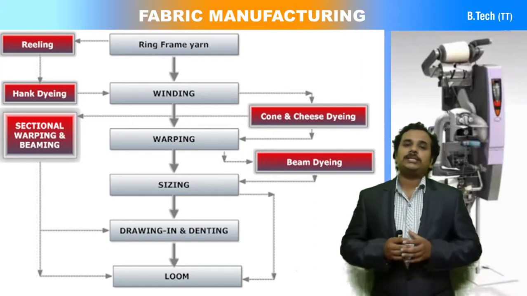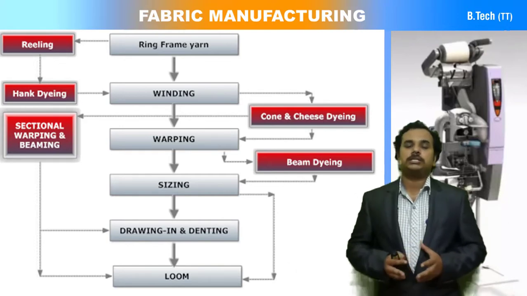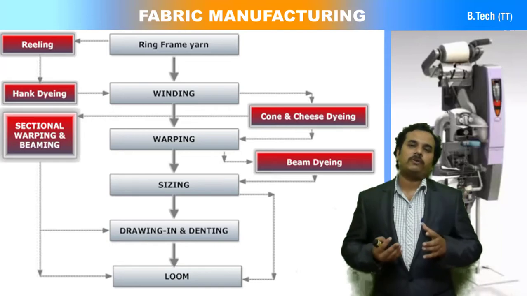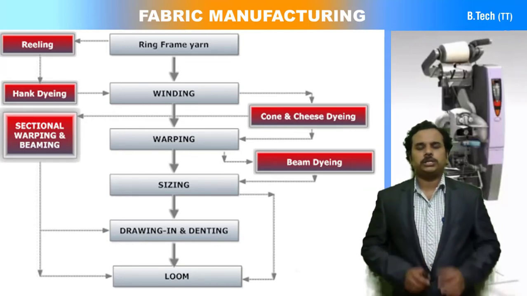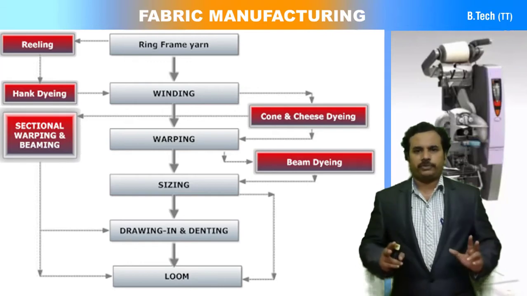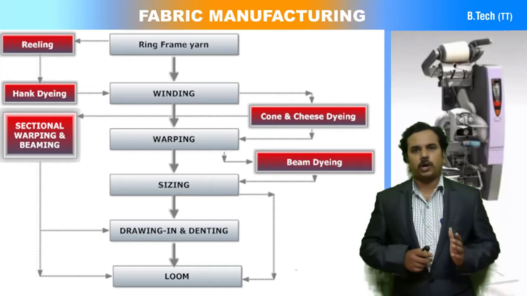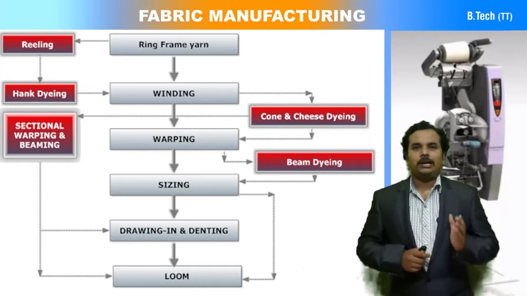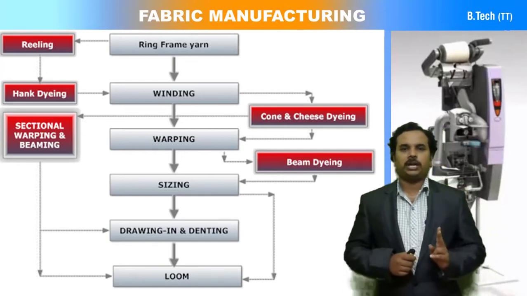What exactly is woven fabric? As we already discussed, it is the interlacement of warp and weft threads. In the weaving process we require two sets of threads: one called warp threads and the second called weft threads. To make woven fabric, we require two sets of threads.